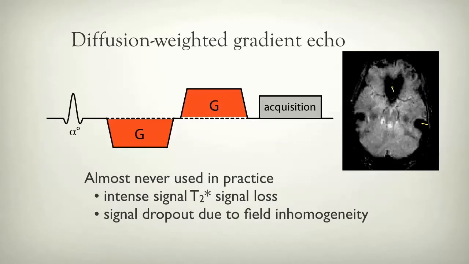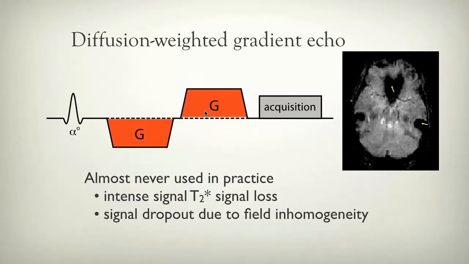It's important to be able to put things in this context of no net area under these two gradients, because that tells you that anything that is stationary essentially is unperturbed by those gradients. Anything that is moving is going to have a net phase imparted to it. And in particular, in the case of diffusion, where we have this chaotic random motion, that creates dephasing.